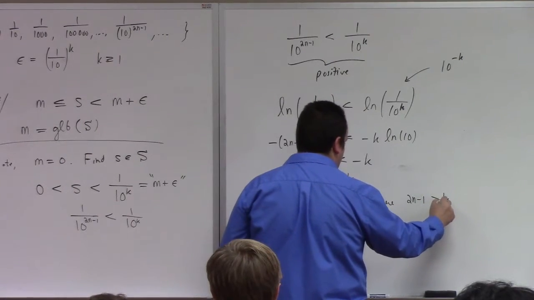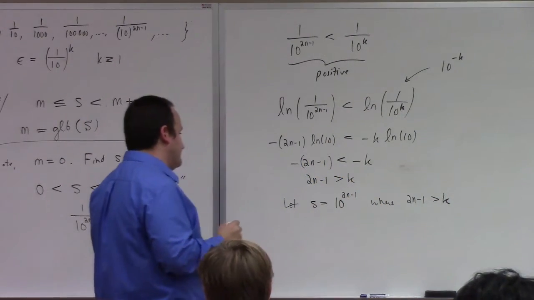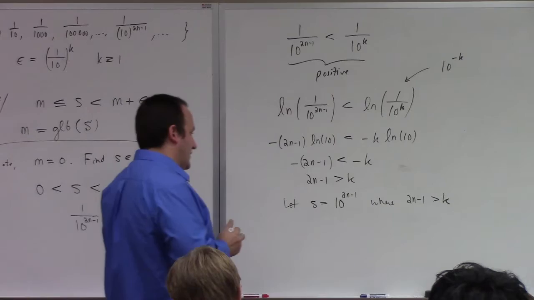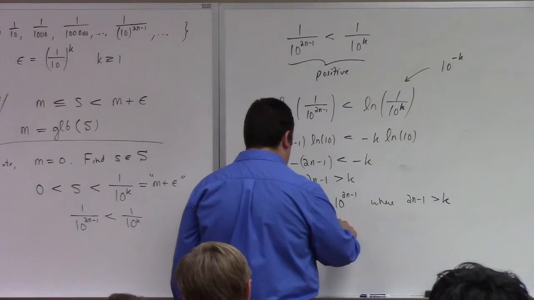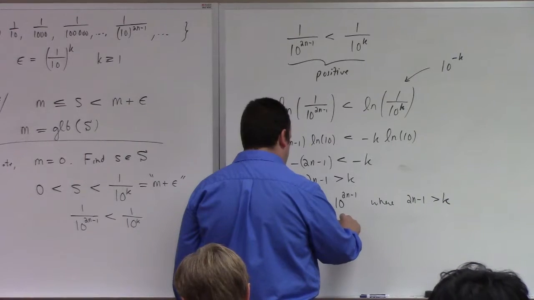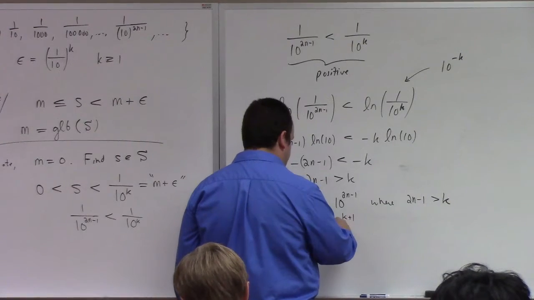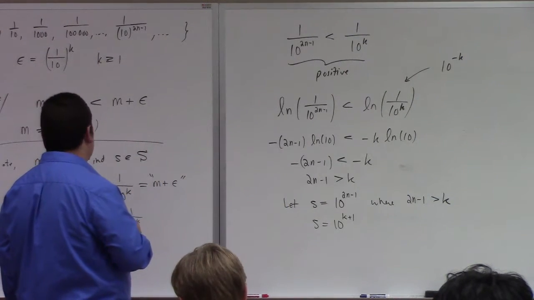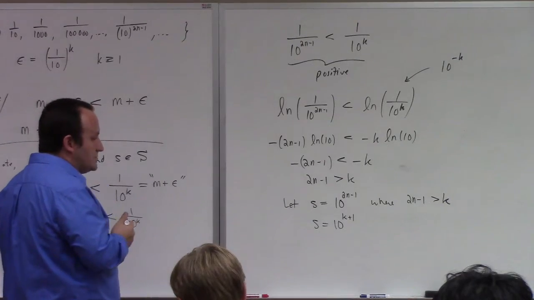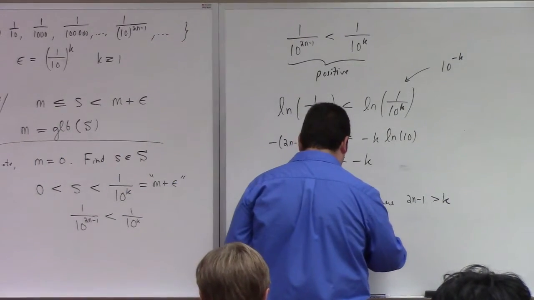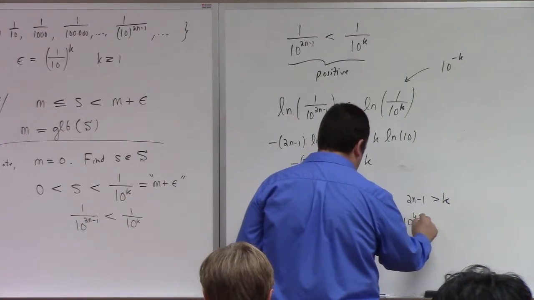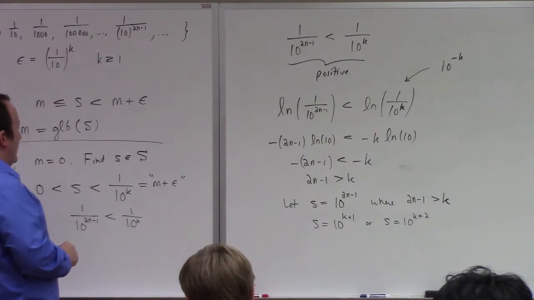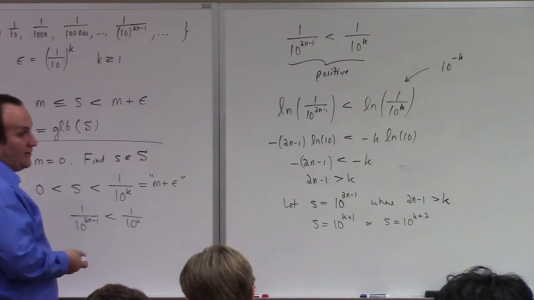That's probably not how they want me to write it. They probably want me to write it in terms of k. Let's see here. So I could let s equal 10 to the k plus 1. Or s equals 10 to the k plus 2, I guess. If I want it to be an element of this set, it has to be an odd power, right?